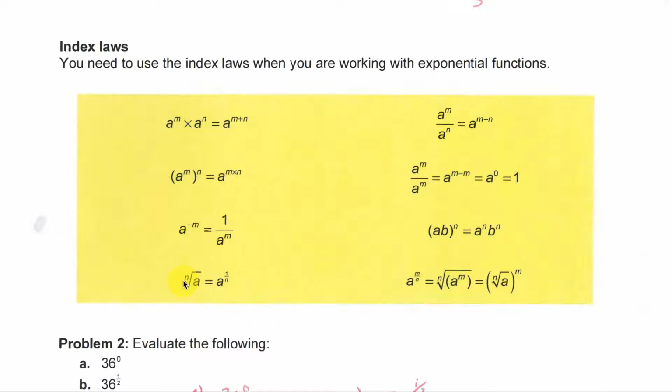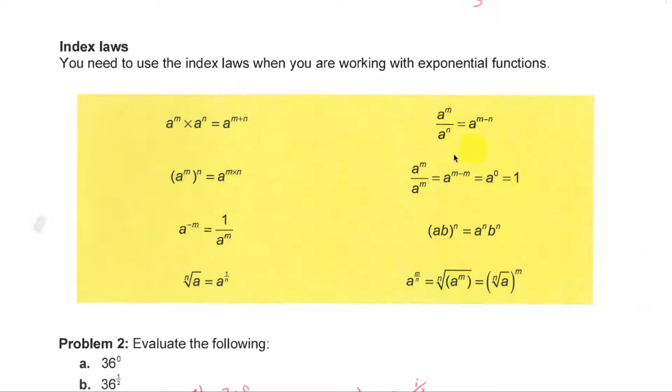So if I had the square root of 36, then for mathematical convention, I wouldn't even worry about putting the 2 in there. I wouldn't write that in. I would just assume it's a 2. And so I'd have the square root of 36 would equal 36 to the power of 1 on 2. And that's how we get to that power of a half. Over here on the right-hand side, we've got base a to the power of m over base a to the power of n. We just subtract.